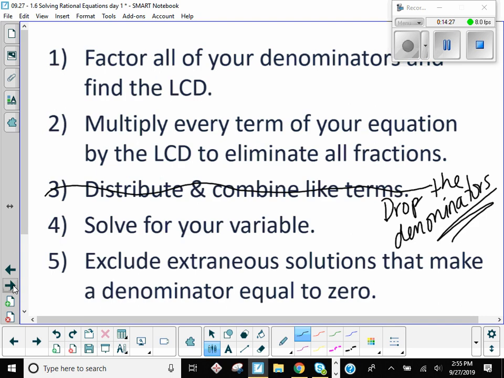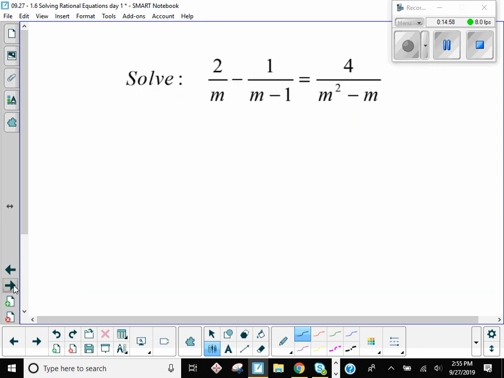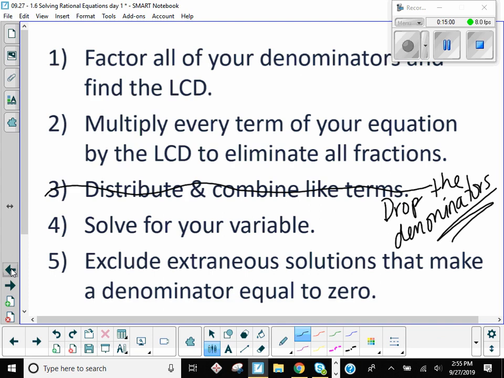And then on this part of your notes, the steps, scratch out number 3. We're not going to distribute and combine like terms. We are going to drop the denominators, okay? So scratch out step 3 and replace it with drop the denominators. Does anybody need that up anymore?